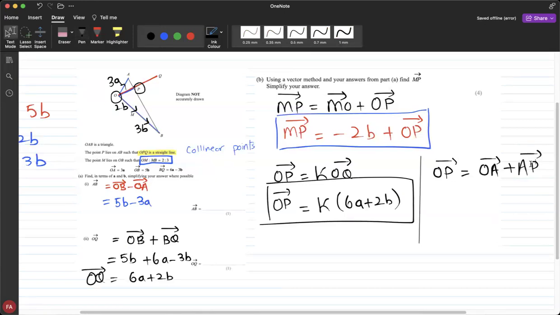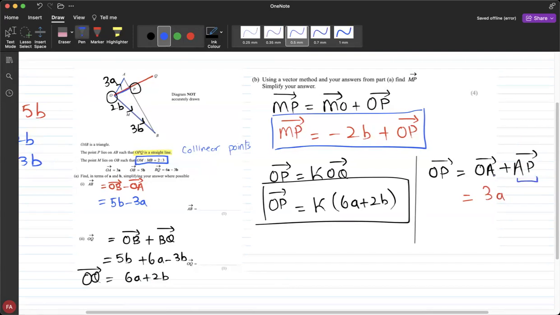I'm sure some of you might have questions. Why can't we go in this direction? We can. You could say O to B plus B to Q, that doesn't really change anything. You still end up getting the same answer. Anyway, since I'm taking OP as OA plus AP, I can say that OA is given to us as 3a. But again, now I'm stuck at this point, that is AP.